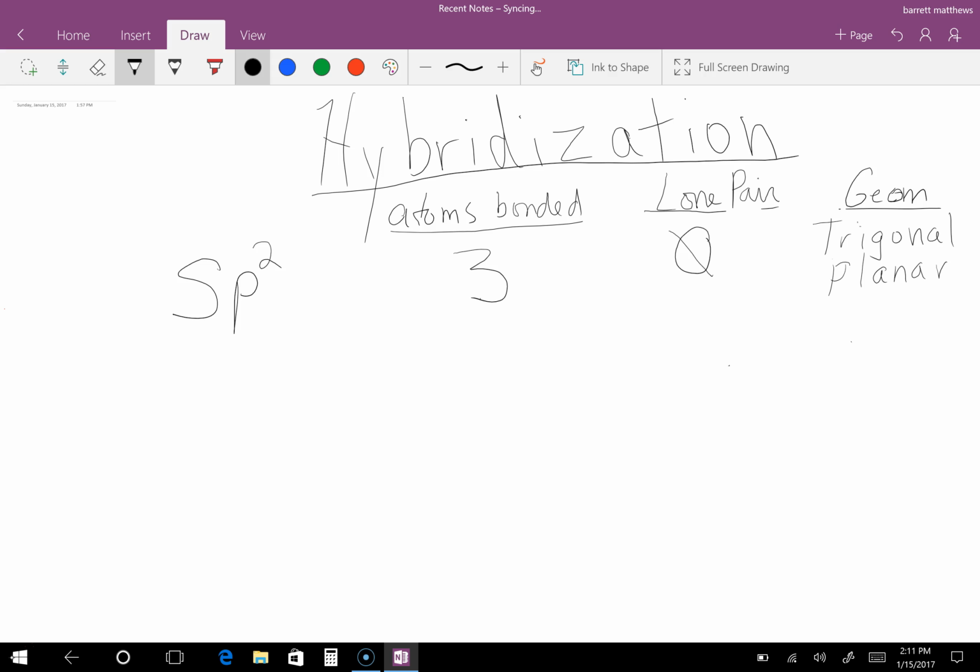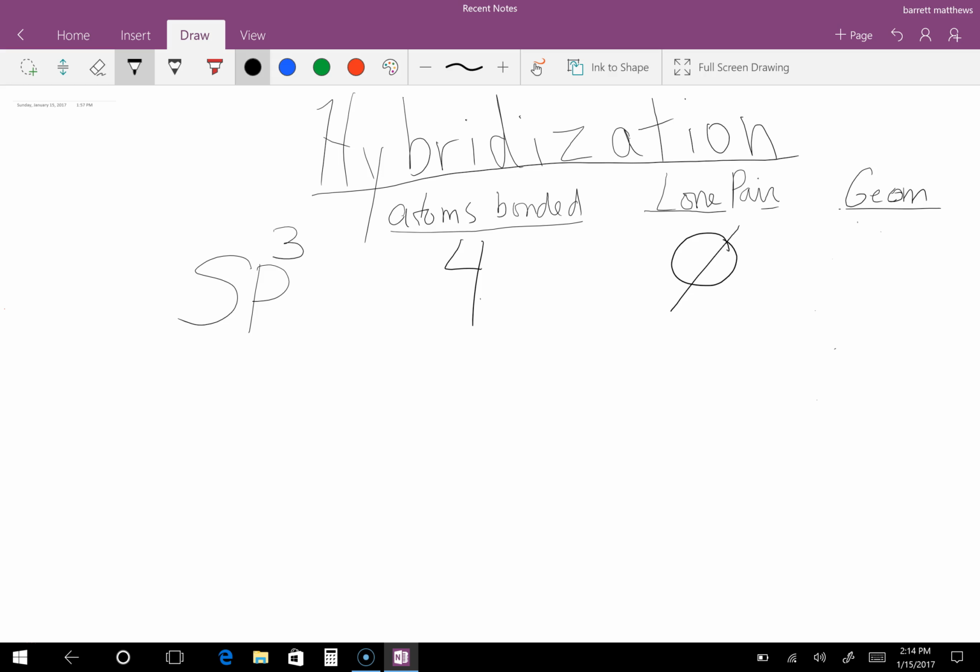Let's take a look at the sp3 hybridization. There's 4 orbitals, so I can have 4 bonded atoms, 0 lone pairs, and get my unique shape of a tetrahedral. I can also have 3 bonded atoms, 1 lone pair, and I will push that plane down and get a trigonal pyramidal shape instead of a trigonal planar because of the lone pair on top.